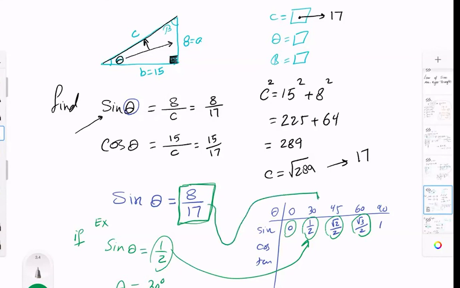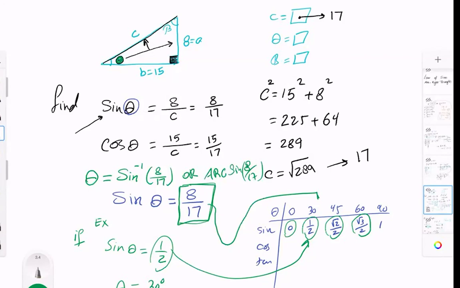That's why we're going to use inverse. We're going to say theta equal to sine inverse of 8 over 17. Or in some old calculators, they have arc sine of 8 over 17. That gives you the angle for theta. All right.